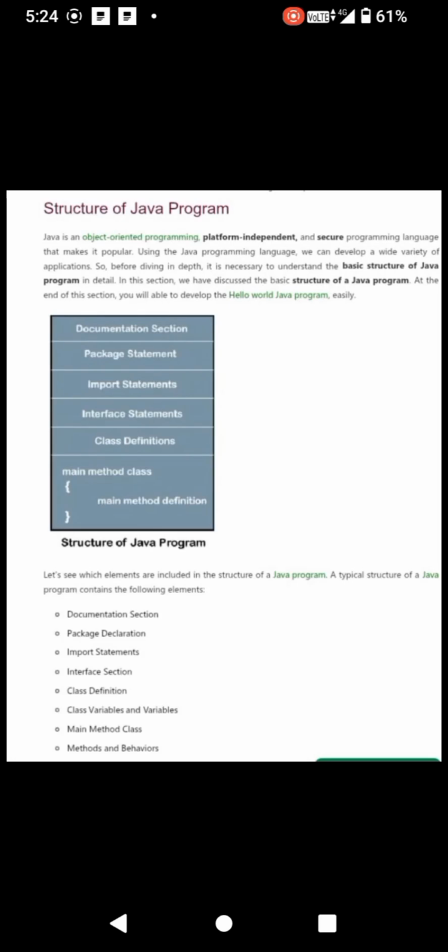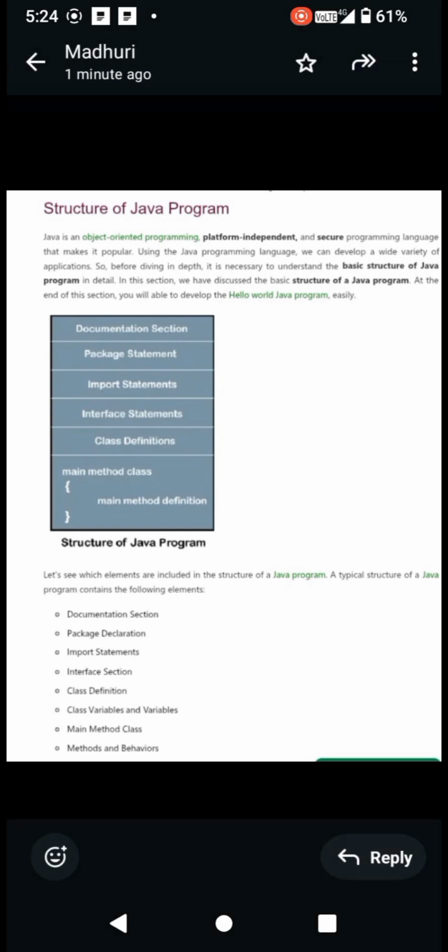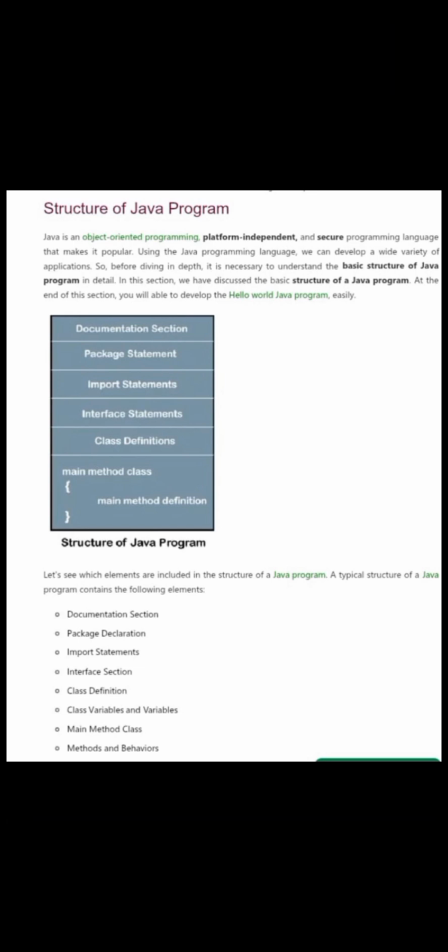Today we discuss the structure of Java. Java is an object-oriented programming language. Java is a platform independent and secure programming language that makes it popular. Using the Java programming language, we can develop a wide variety of applications.